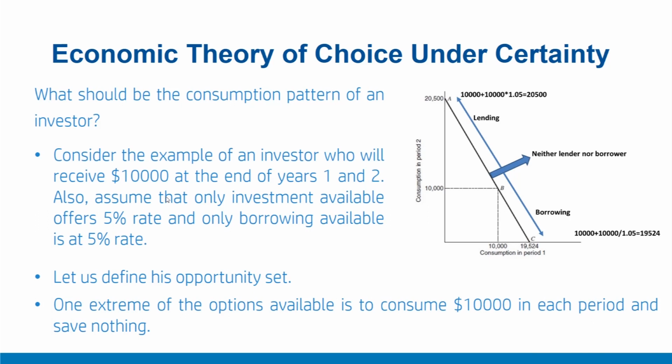To answer this question, we need to first define his opportunity set. At one extreme of the options available is to consume rupees 10,000 in each period and save nothing. This option is shown as point B in the figure here.